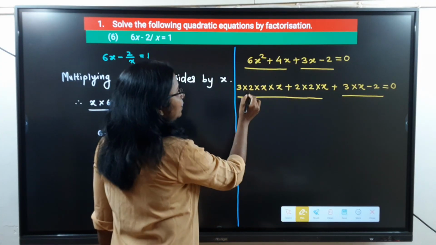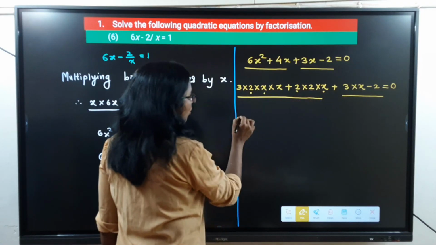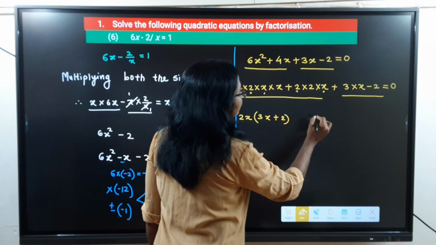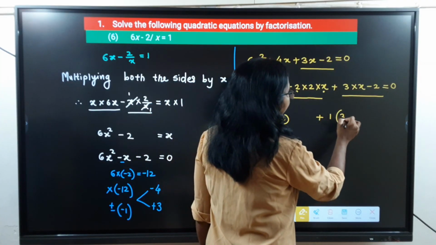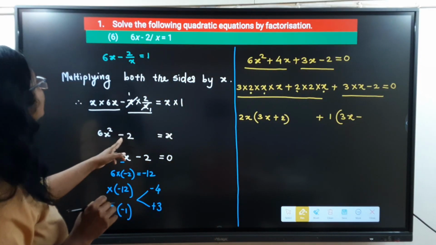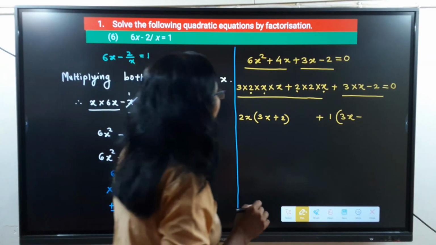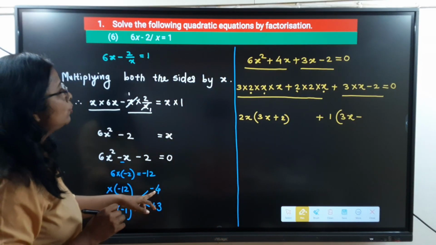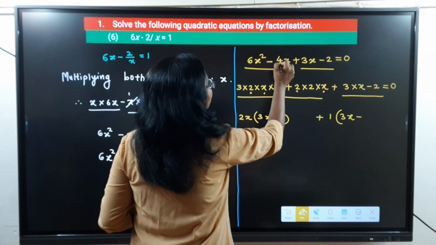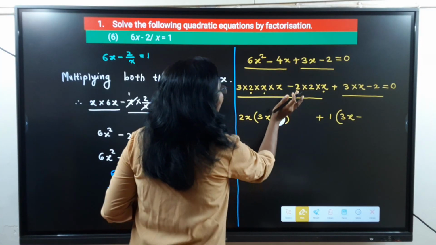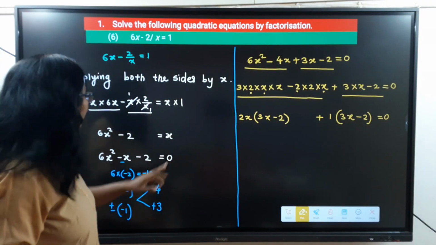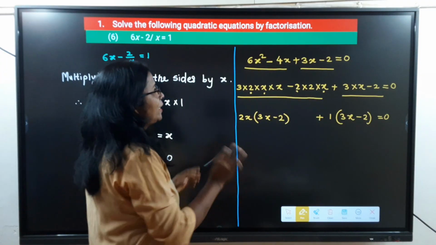Then from this group, 2x is common, and in the bracket we write 3x plus 2. Then here the common factor is 1, in the bracket we write 3x minus 2. Okay students, there was a mistake in the sign in between. So now I correct this mistake.